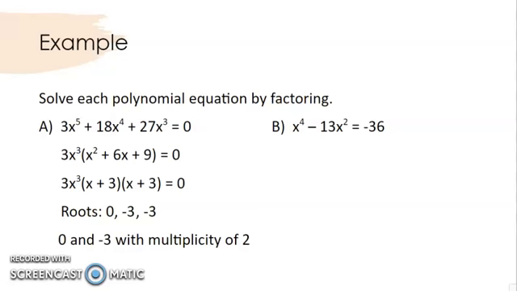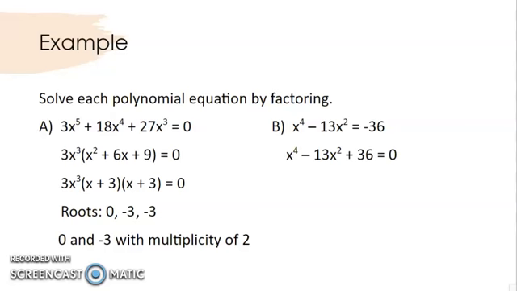The first thing that needs to be done is we need to get everything to one side and make sure it equals 0. And you always want to make sure that your leading term, if it's in standard form, would be positive, because that makes your factoring methods work well. So I'm going to just add 36 on both sides of our equation. Okay, so I got x to the 4th minus 13x squared plus 36 equals 0.